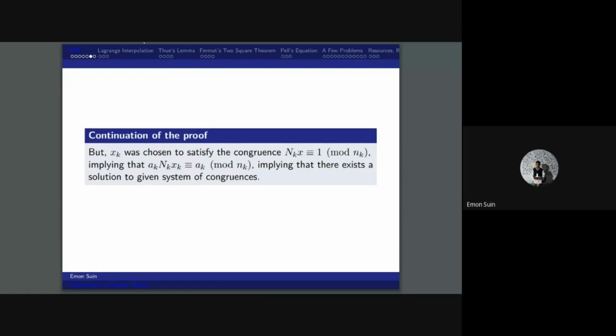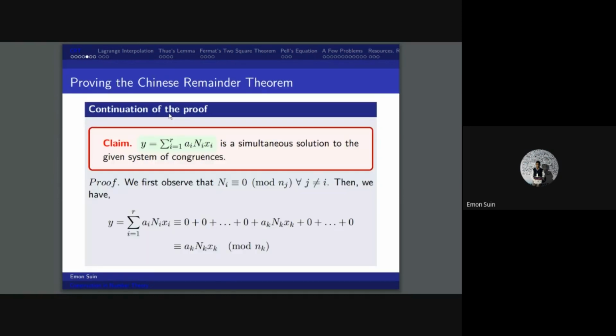So is the existence part clear to everyone? Any questions till this existence part? No. Okay.